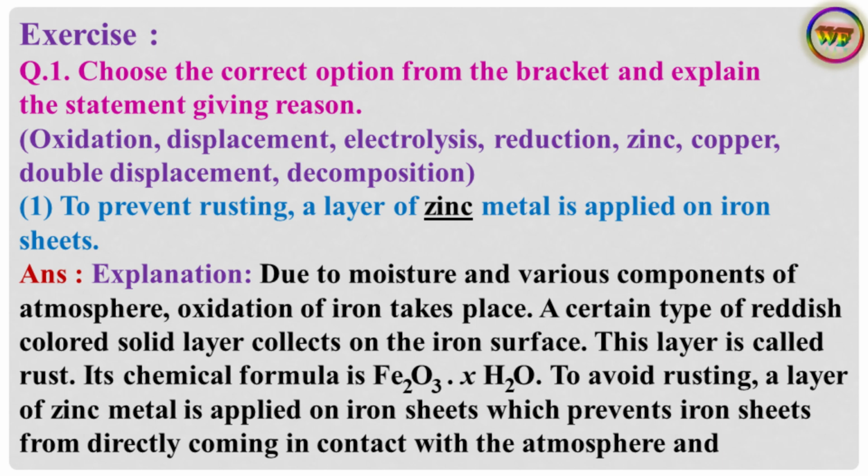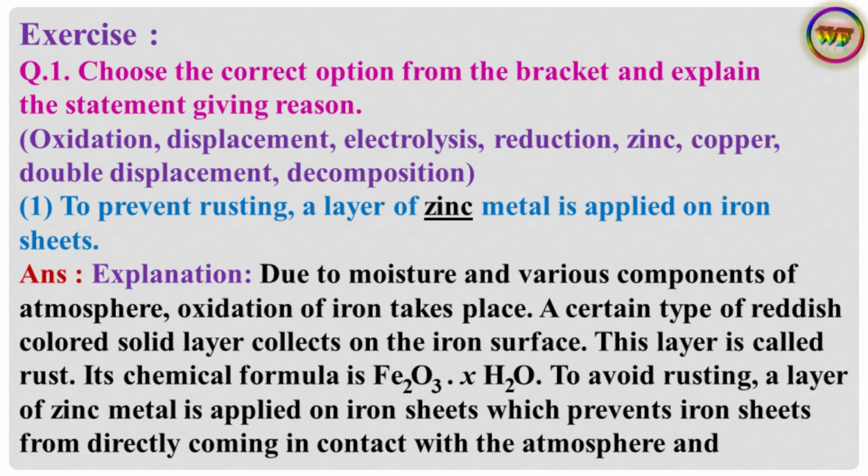Answer. Explanation. Due to moisture and various components of the atmosphere, oxidation of iron takes place. A certain type of reddish-colored solid layer collects on the iron surface. This layer is called rust. Its chemical formula is iron 3 oxide hydrated.